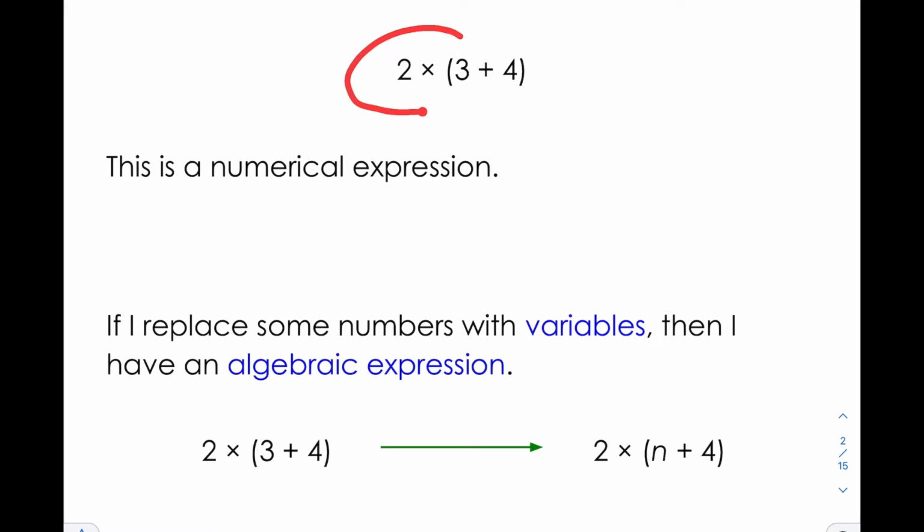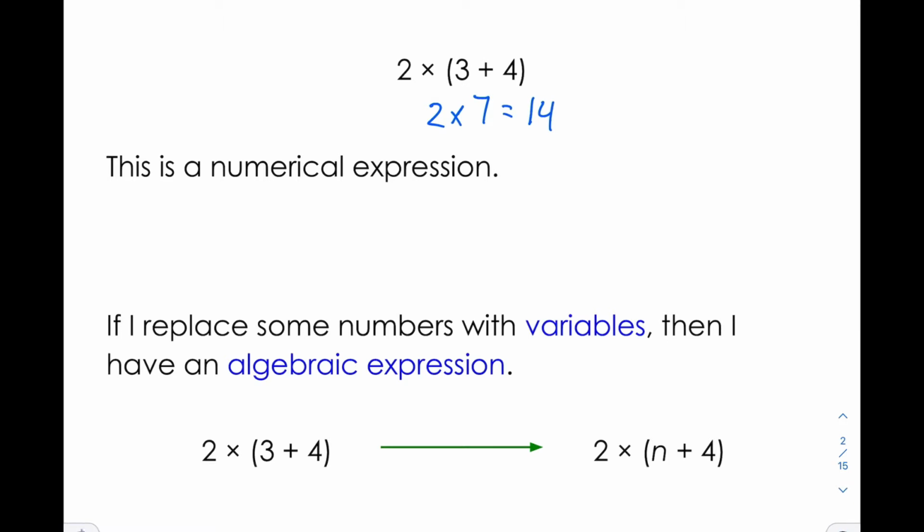Something like this, 2 times (3 plus 4), is what we call a numerical expression. This is an expression that we would try to solve. We would do first what's in brackets here. 3 plus 4 is 7. And then we would multiply that by 2. So the answer to this numerical expression is 14.